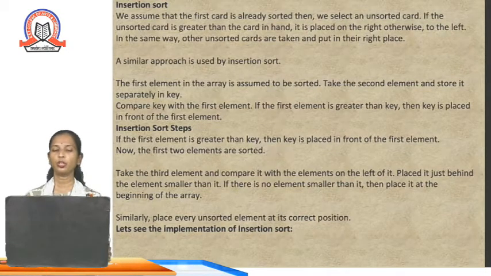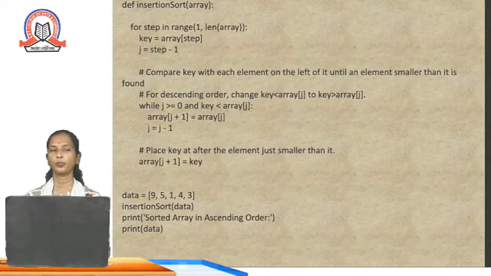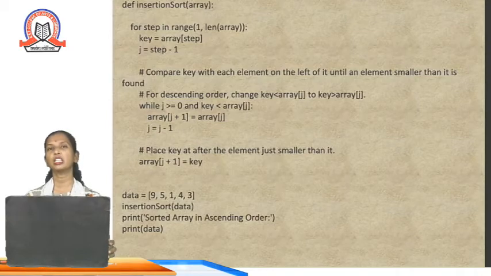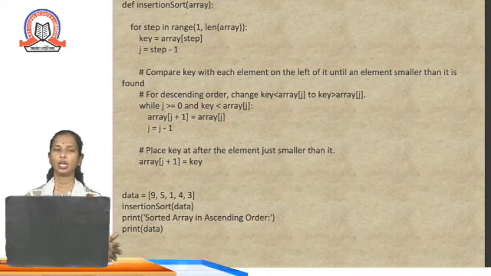Let us see now the implementation of the insertion sort. As I already said, we have to consider the concept of a key here. Key is going to be the first element that is present in the list. And how long are we going to run the insertion sort? Again till the length of the array. When we say that we need to compare, we are going to compare the first element and the next element. Fine. So j is equal to step minus 1.